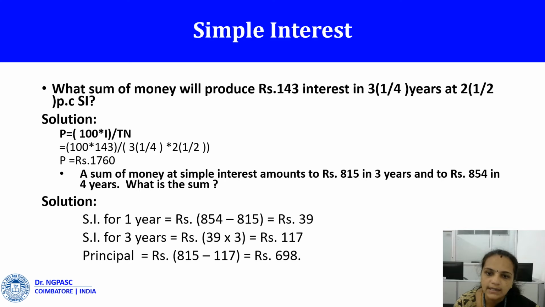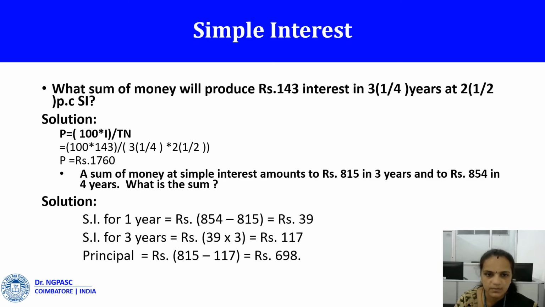We know that 815 is the amount, that is our principal plus interest. So 815 minus the interest will give the principal. 815 minus 117 is equal to 698. This is the form of an indirect equation. They have given the total amount for 3 and 4 years. From that we have to find the interest for 1 year, then calculate for 3 years. For 1 year it is 39 rupees, for 3 years it is 39 into 3, that is 117 rupees. So we know the amount and we know the interest. If we subtract the interest from the amount, we'll get the principal. This is the indirect way.